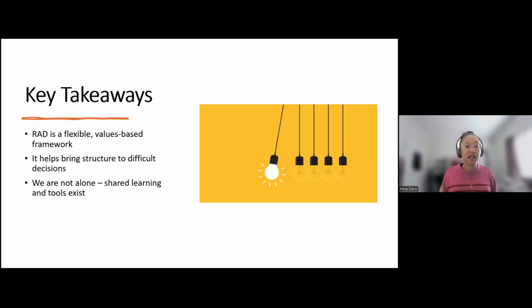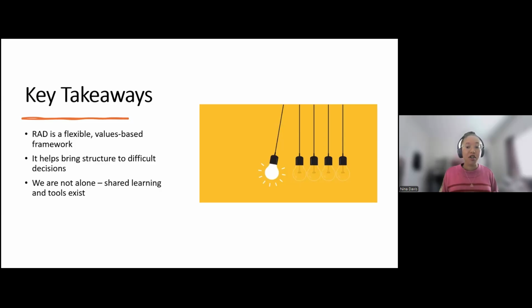But here are some key takeaways to just remember. RAD is a flexible, values-based framework. It's not a prescription or a checklist. Resist, accept, and direct are not really better or worse than each other. Each has its trade-offs. A lot of the times those trade-offs are costs or the economic value, and the right choice just really depends on the context.